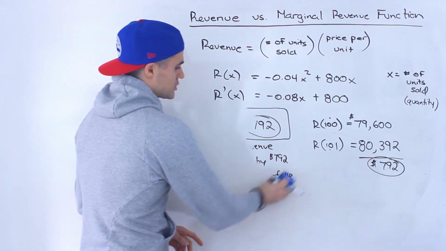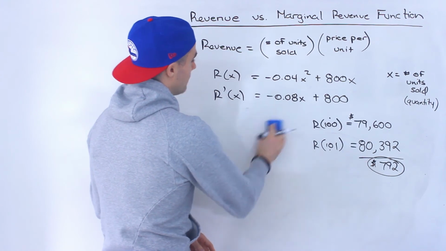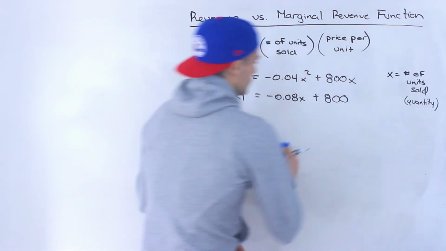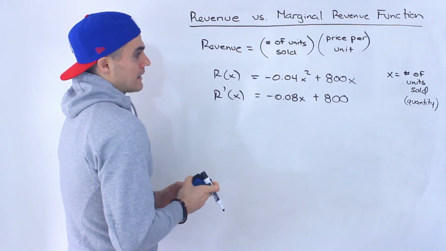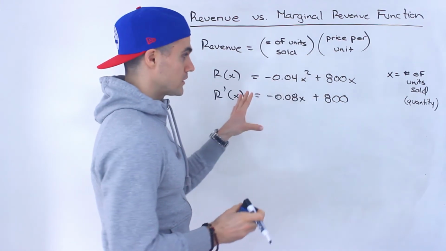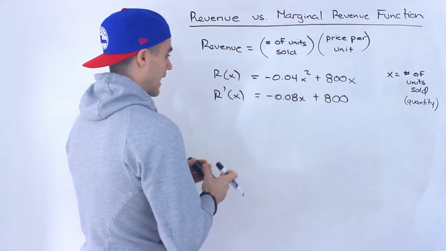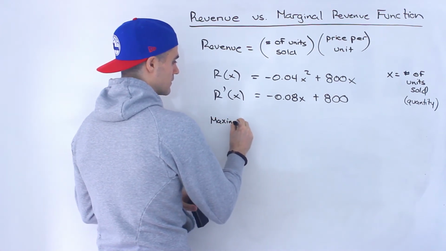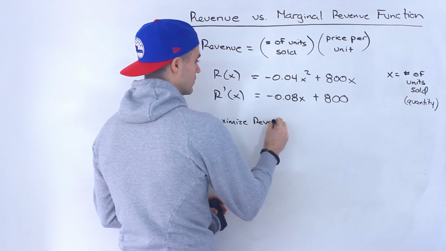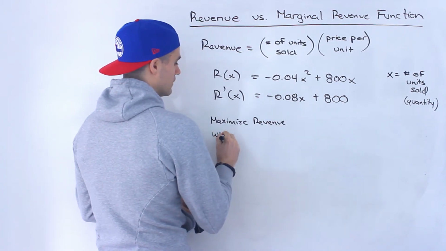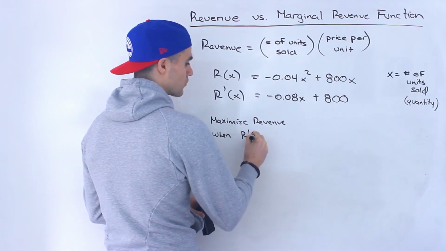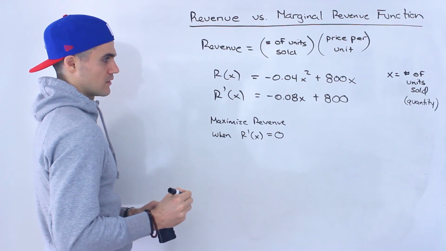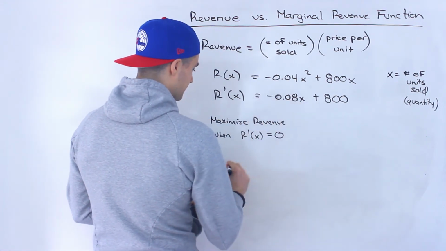Now, there's actually other uses for marginal revenue. We can also use it to find out when the total revenue is going to be maximized. And we can maximize revenue when we find out when the marginal revenue is equal to 0.